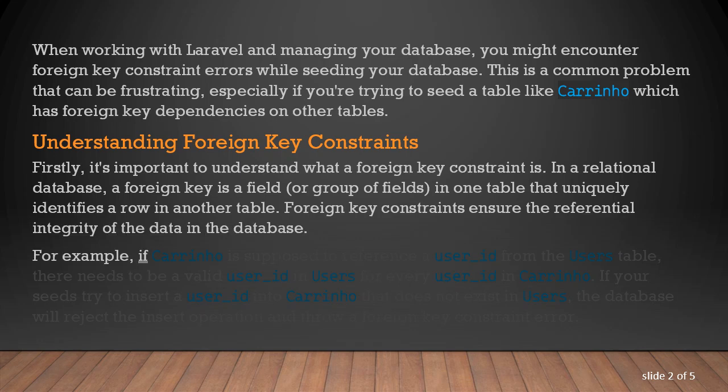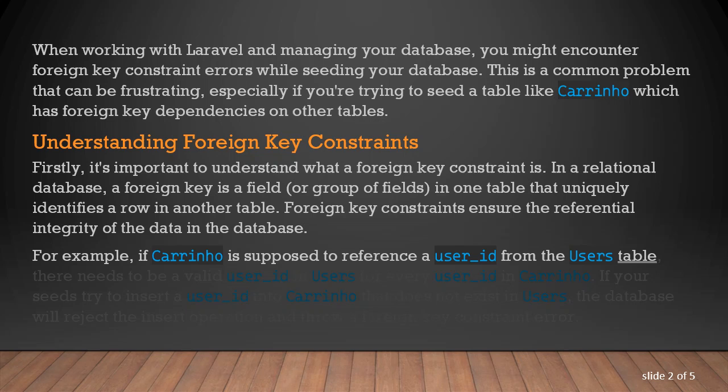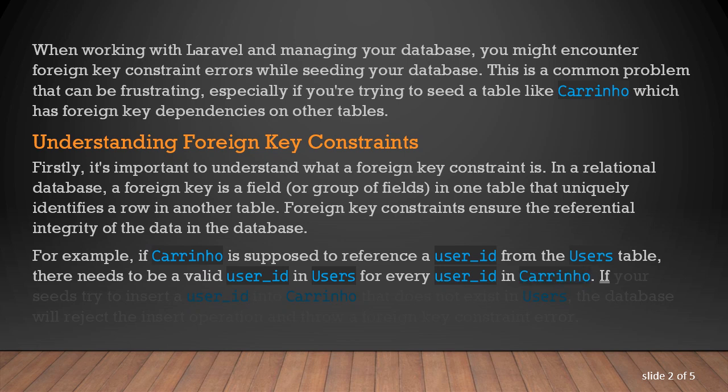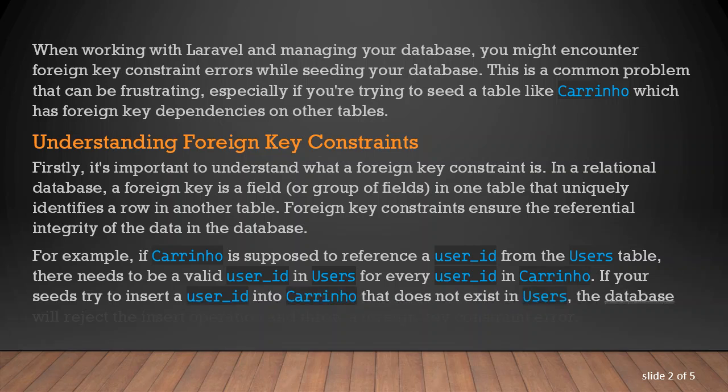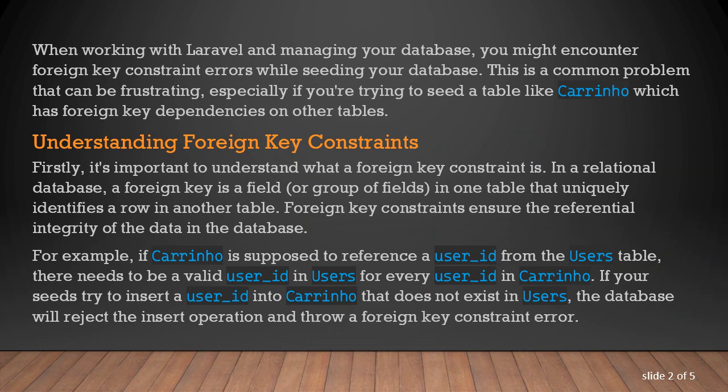For example, if Carrinho is supposed to reference a user_ID from the users table, there needs to be a valid user_ID in users for every user_ID in Carrinho. If your seeds try to insert a user_ID into Carrinho that does not exist in users, the database will reject the insert operation and throw a foreign key constraint error.